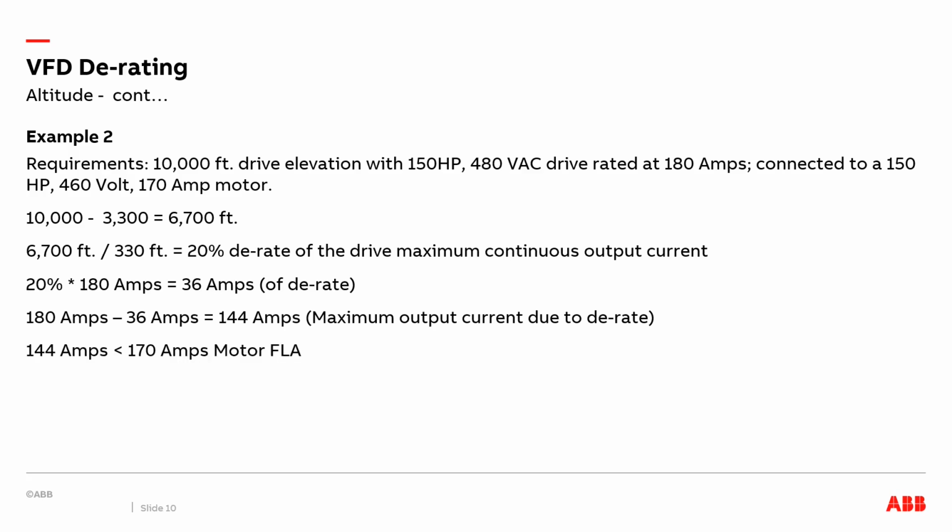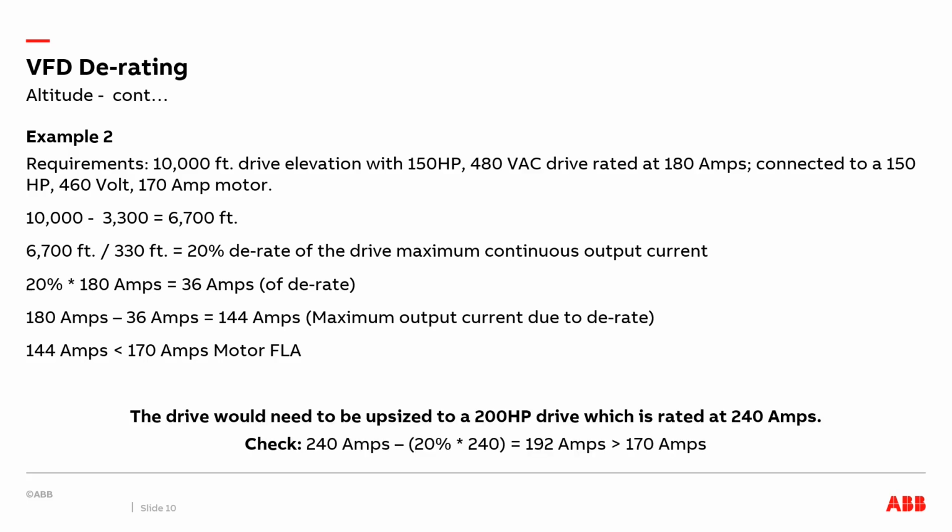We do our check, and we see that 144 amps is less than 170 amps. So we're going to have to upsize our drive. If we go to the next size drive up, it's going to be a 200 horsepower drive. And instead of going through the whole math again, we'll just do it real quick at the bottom. The 200 horsepower drive is rated at 240 amps. So we do our check here. 240 amps minus 20% of 240 gives us 192 amps of maximum output current after D-rate, and that is larger than 170. So in this case, we did have to go up a drive size.